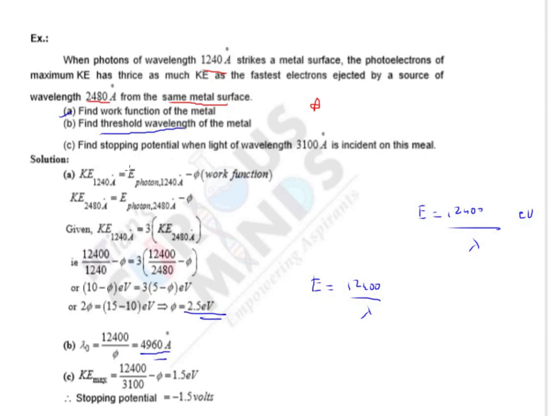Now third part. Find stopping potential when light of wavelength 3100 angstrom is incident on this metal. This is metal, not meal. लगता है एग्जामिनर को बहुत भूख लगी थी. So okay, let's find C part.